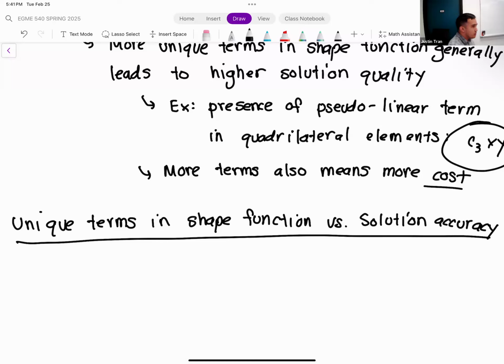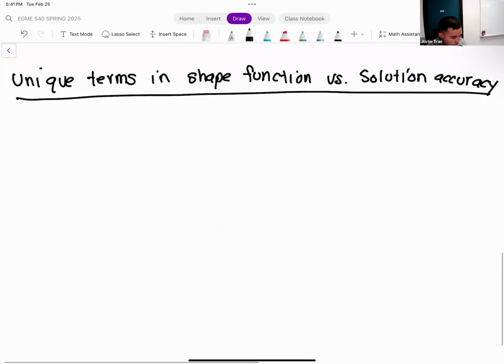This is a little bit off script, by the way. This is not in the lecture notes. This is just something I've noticed over the years as a bit of a misconception, so I did want to clear this up. The point that I've made over the years, and this class is no exception, is that more terms in your shape function is generally better, or at least gives a more accurate solution.